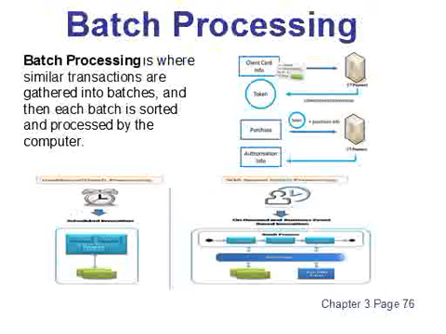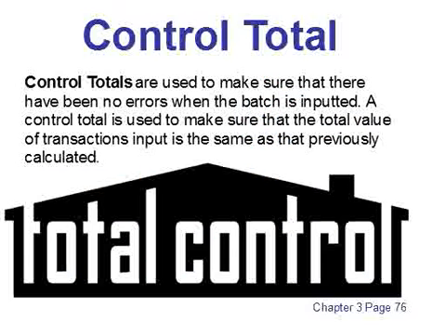Batch processing. Batch processing is where similar transactions are gathered into batches, and then each batch is sorted and processed by the computer. Control totals. Control totals are used to make sure that there have been no errors when the batch is inputted. A control total is used to make sure that the total value of transactions input is the same as that previously calculated.